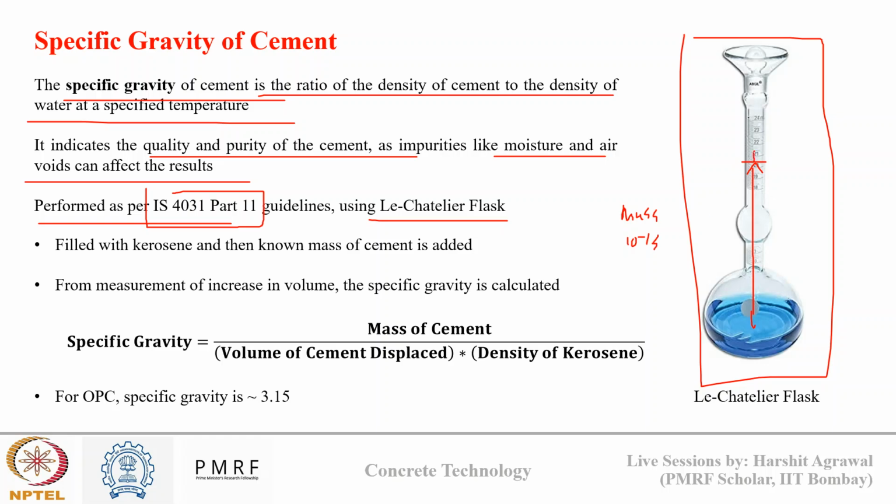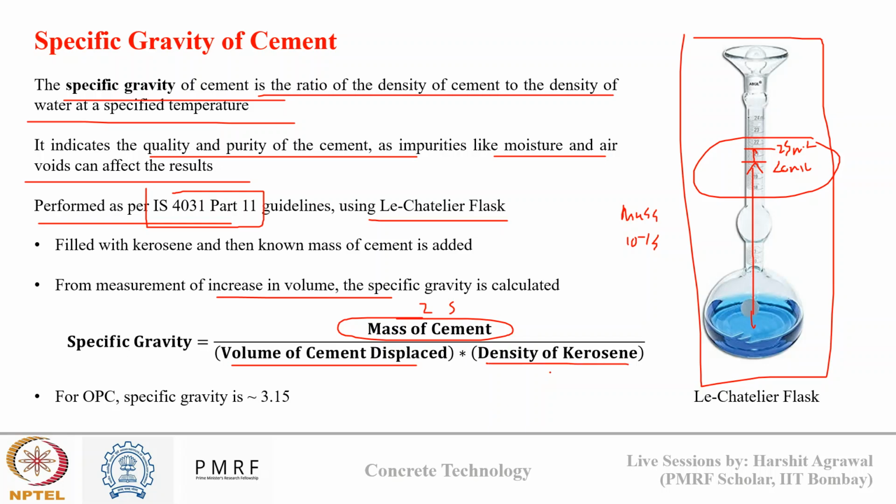The volume in this flask will increase. So we'll measure the increase in volume. Suppose from the 20 ml mark, it went up to the 25 ml mark. So what will be my specific gravity? It will be determined as the mass of cement that I have added divided by the volume of cement displaced, so how much volume it displaced in this flask, times the density of kerosene, which is a known thing to us. So from these three values we can get the specific gravity of my cement.